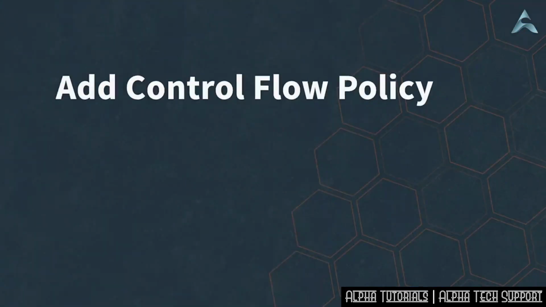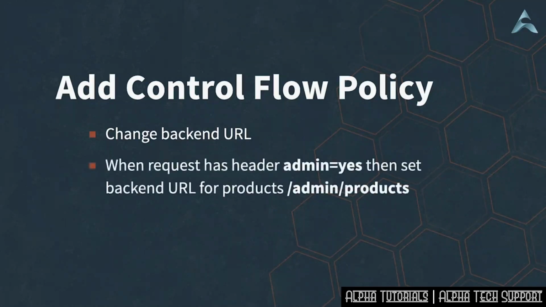In this challenge, I'd like you to create a control flow policy and apply it to the products API. Whenever a request comes in which has the header admin with the value yes, set the backend URL for the products API to admin/products. Otherwise, leave the request to proceed without making any changes.